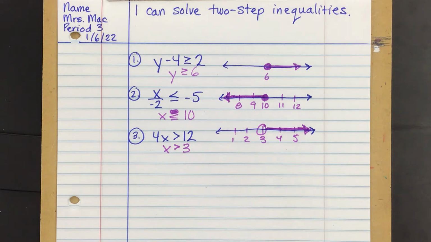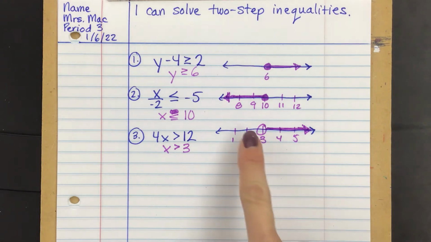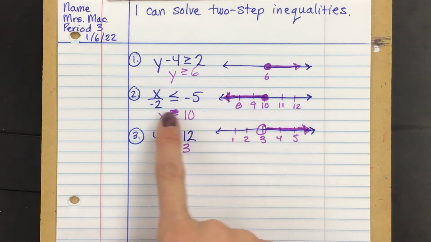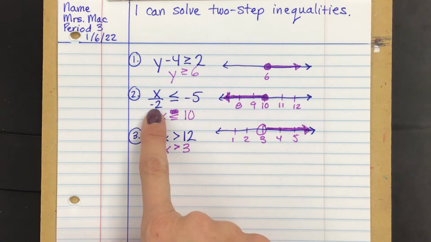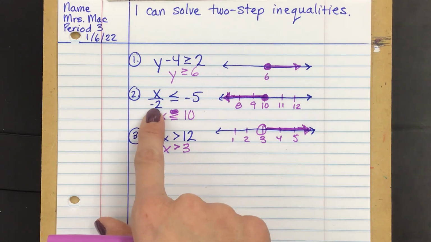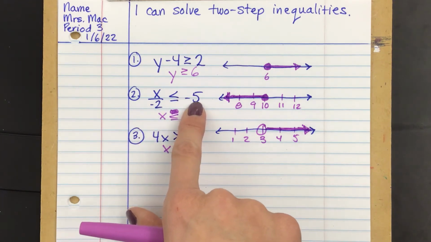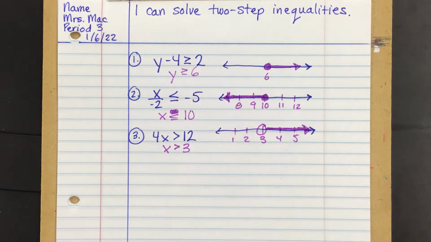Okay, does anyone have an idea of which one they think might be the one that doesn't work quite right? Olive, which one? Two. So when you take something in that shaded region and plug it back into the original problem, 8 divided by negative 2 is negative 4. Is negative 4 less than negative 5? No, it's not. Okay. So 1 and 3 seem fine, but there's something funky with 2.